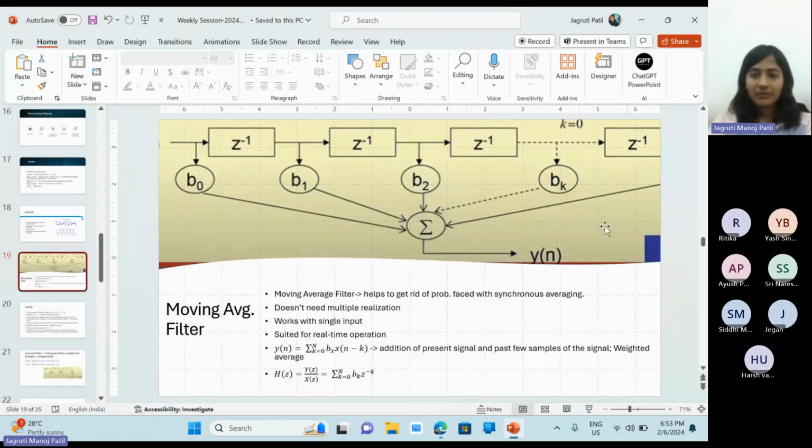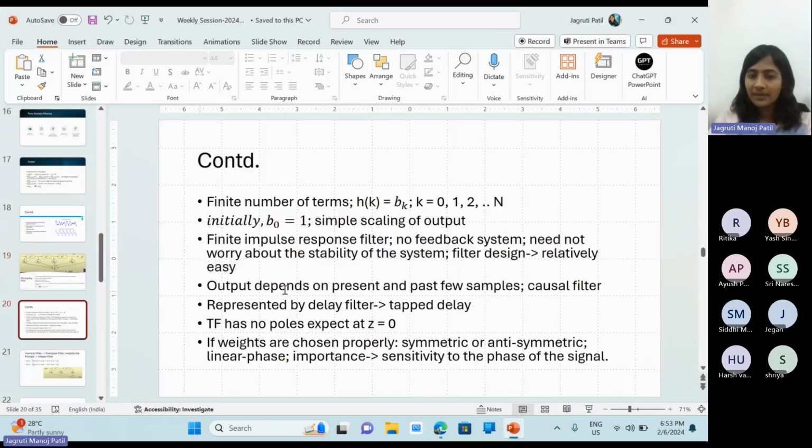That is, from the output y of n, we aren't giving anything back into the input over here. So that's a simple realization of the system. We need not worry about the stability of the system. The filter design is relatively very easy.